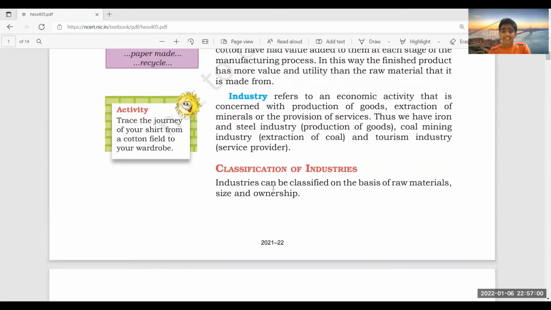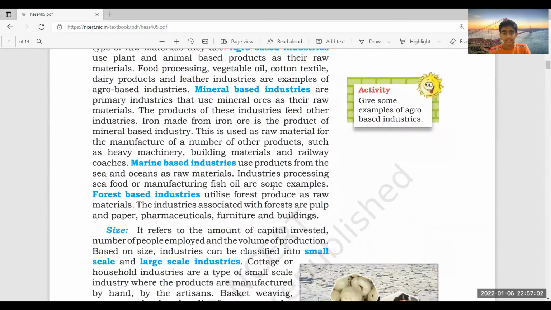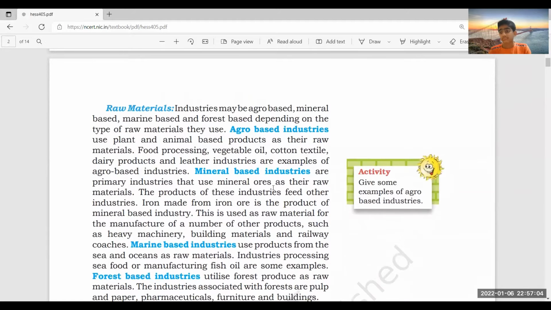When we talk about classification of industries, we have many types of industries. Based on raw materials, we have agro-based industries. These use raw materials which are obtained from plants and animals organically, like taken from nature. The products which are made from plants and animals, which we make use of, are part of agro-based industries. There are many examples: food processing, vegetable oil, cotton, textile, all agriculture kind of things would come under this.